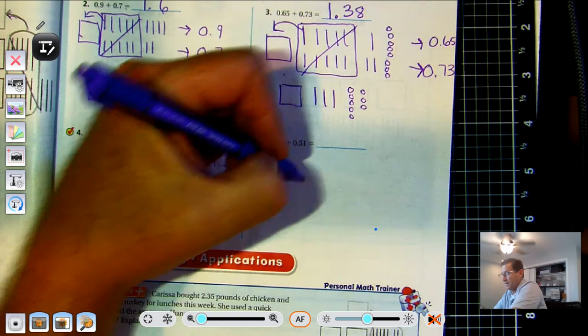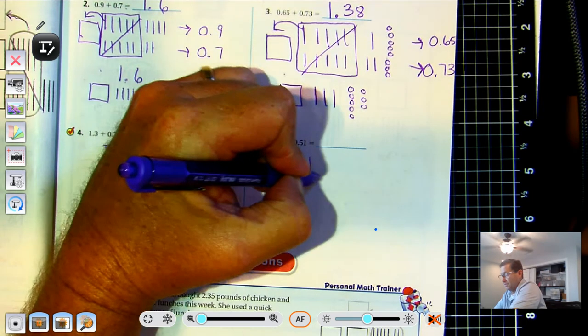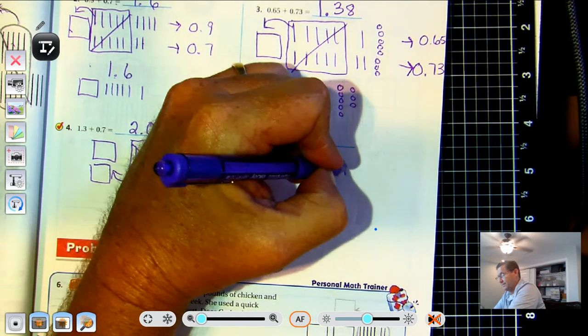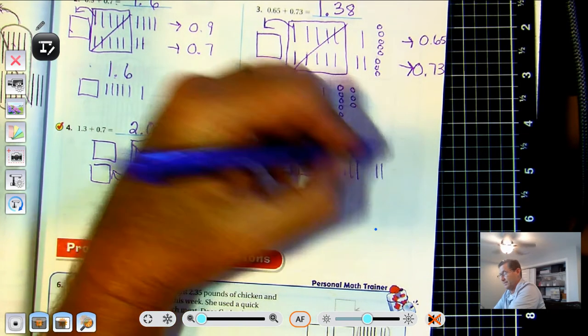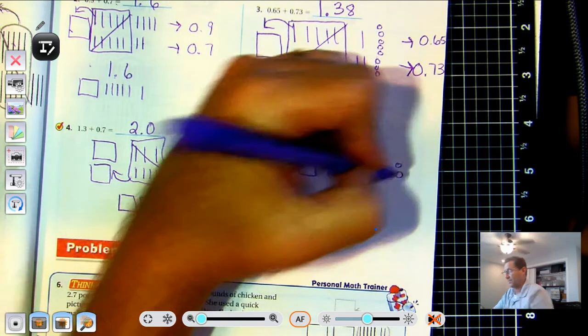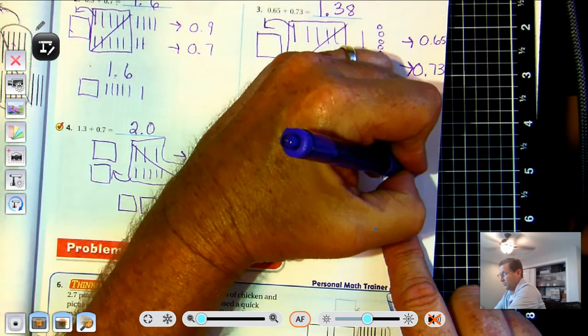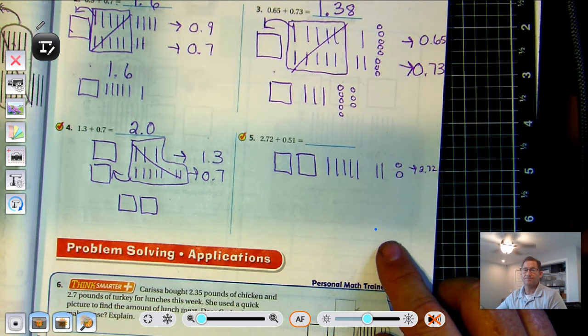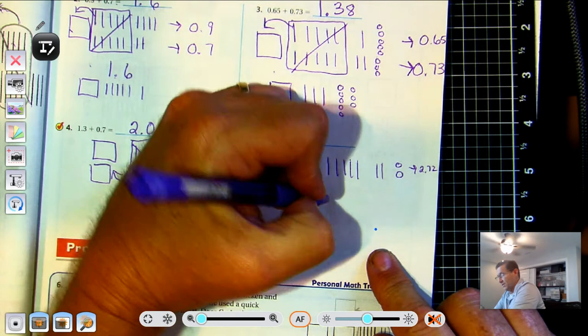Number 5. We have 2 and 7 tenths and 2 hundredths. So this represents 2 and 72 hundredths and 51 hundredths.